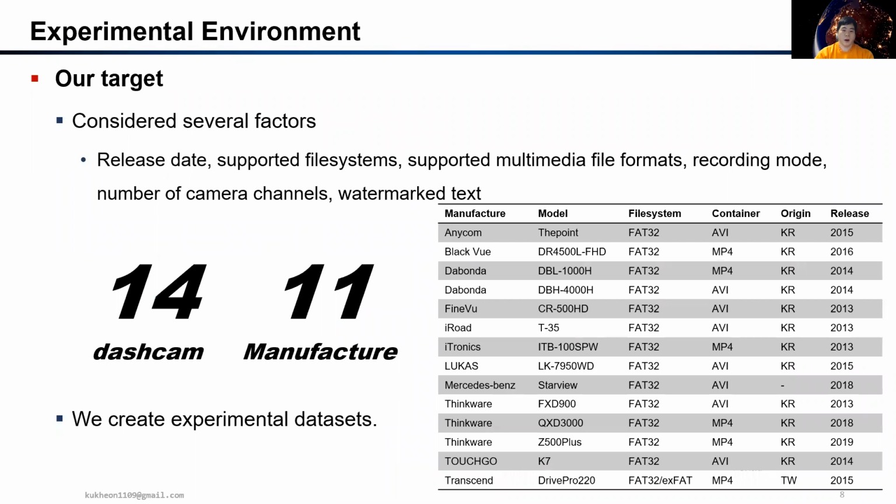We considered the following factors to select an experiment device: release date, substitute file system, multimedia file format, recording mode, number of camera channels, and watermark text. As a result, we selected 14 dashcams from 11 manufacturers and created an experimental data set. This table presents detailed information of the selected models.